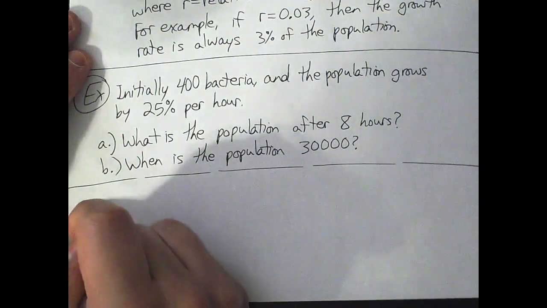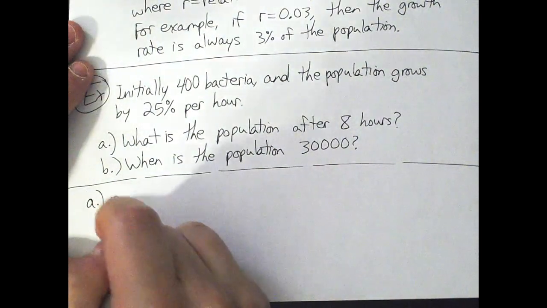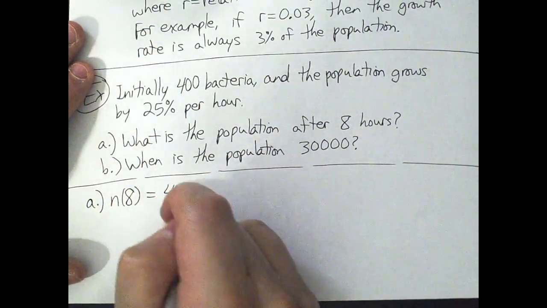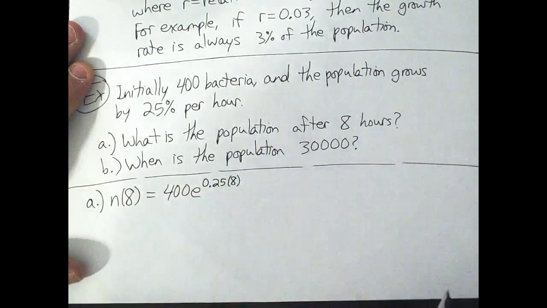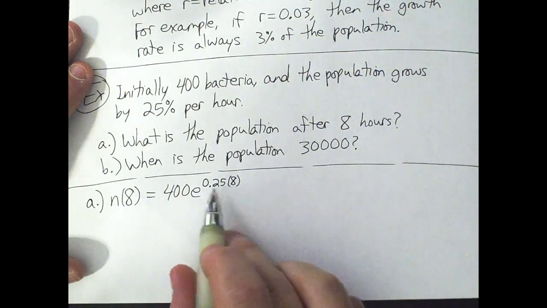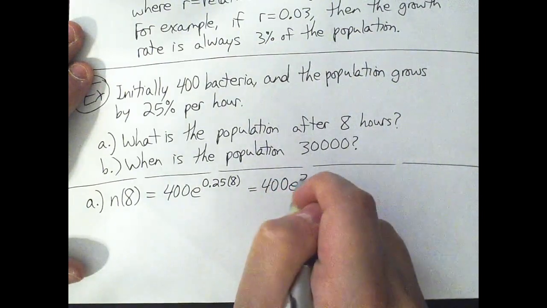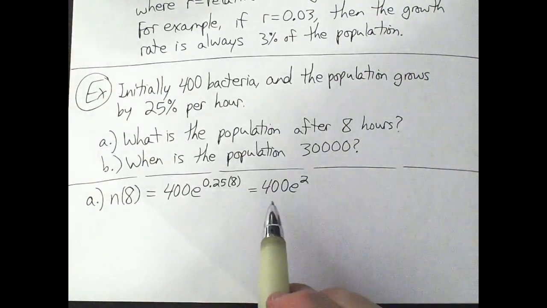Okay, so again, I think part A will be kind of quick. Part B will be the more interesting one. Part A is just asking us what is N of 8, and we're using that formula from above. Starting amount is 400, e raised to the 0.25 times 8. 0.25 is a fourth of 8, so it's 400e squared. If this was like a test where we weren't allowed to use a calculator, we would just put a box around it and say this is the answer.